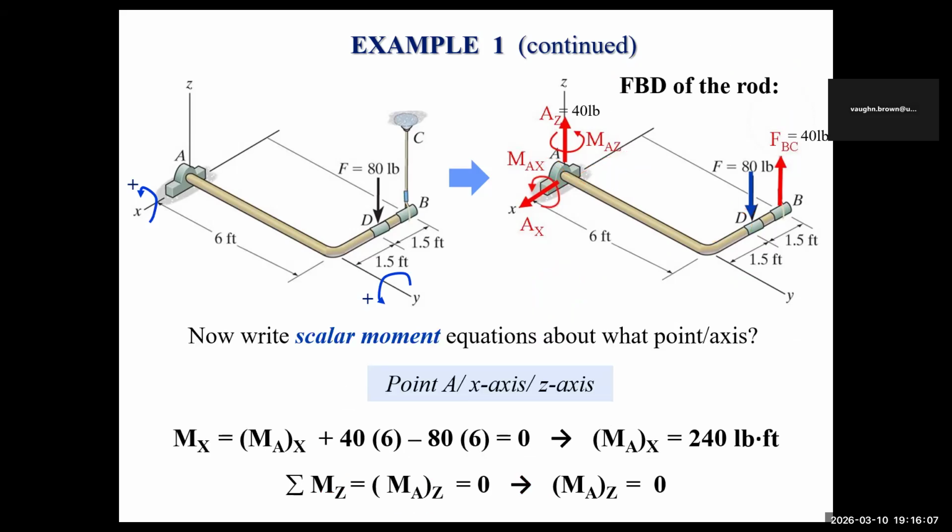And then now it says here, now we write the scalar moment equation about what point axis. Right? So point A, x-axis and Z. So now let's look for the moment about the x-axis. You do the similar thing like what you did for the y. So now the first thing you know is that there is a moment here accounted for in the x-axis. See here, this guy here. That one has a moment, so you have to put it back in the equation.